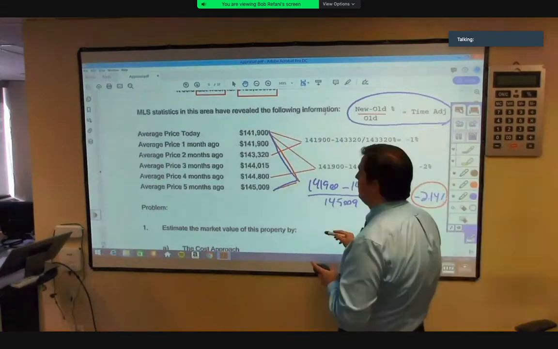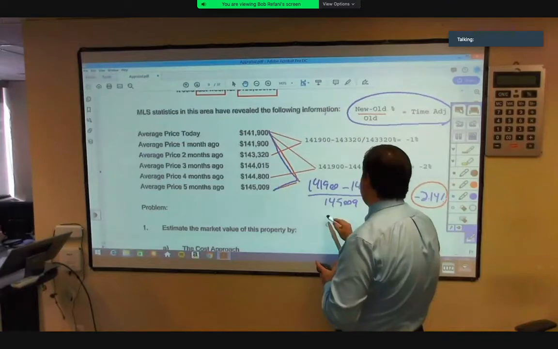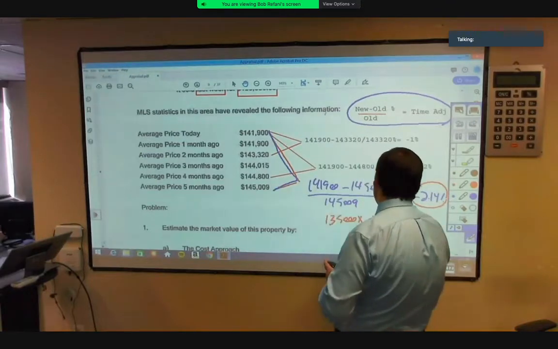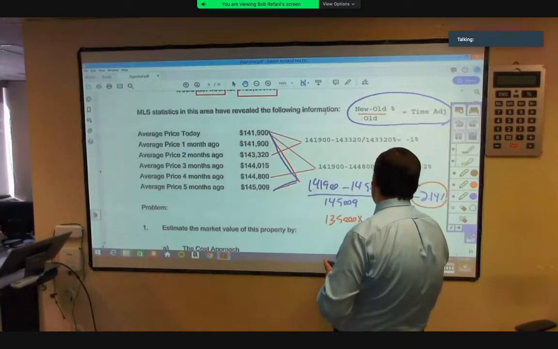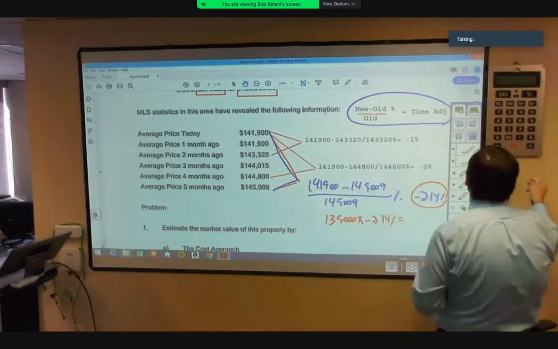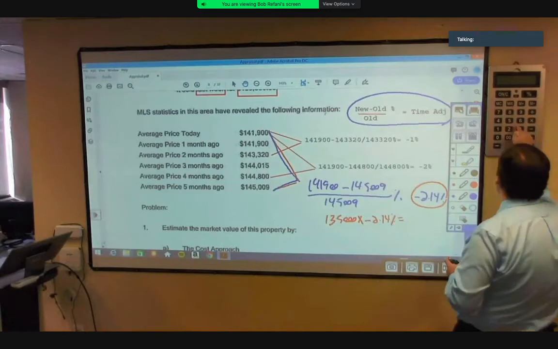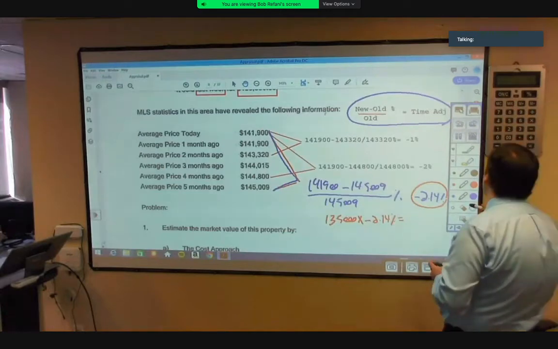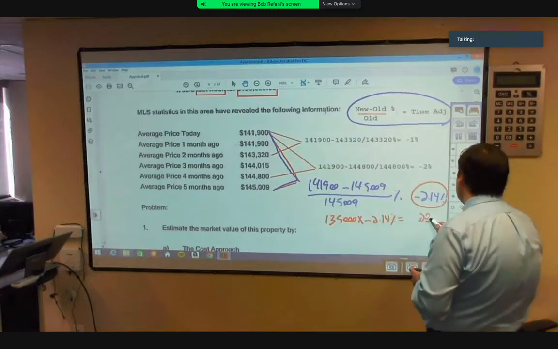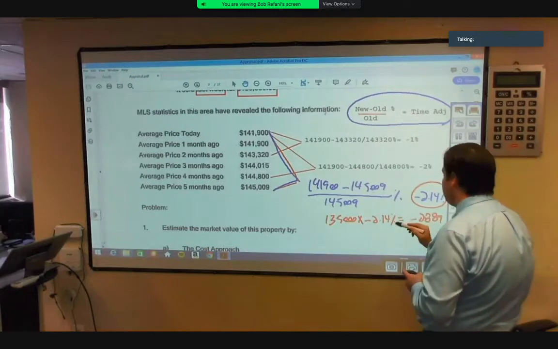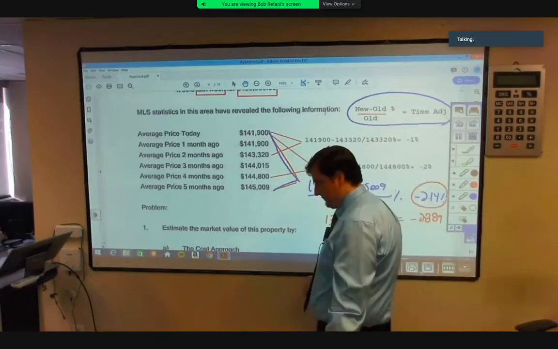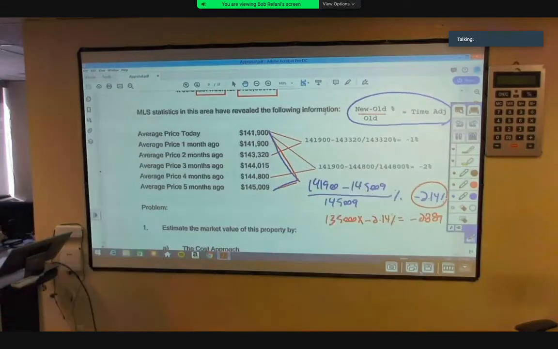And how much is it sold for? Sold for 135,000. Multiplied by minus 2.14%, it's going to be a minus number. So 135,000 multiplied by 2.14% is 2,889. Because it's minus, you put a minus in front.